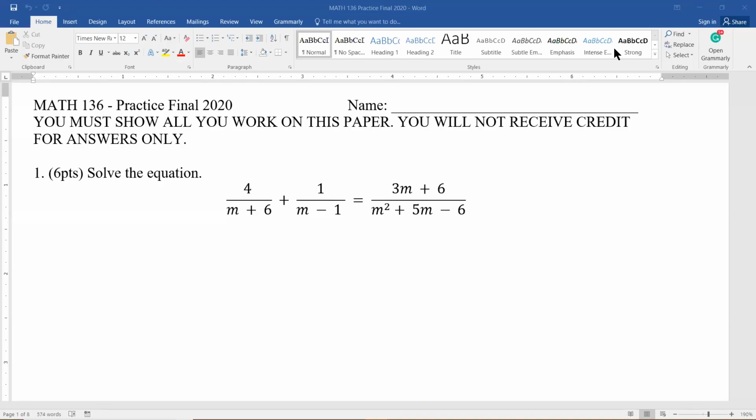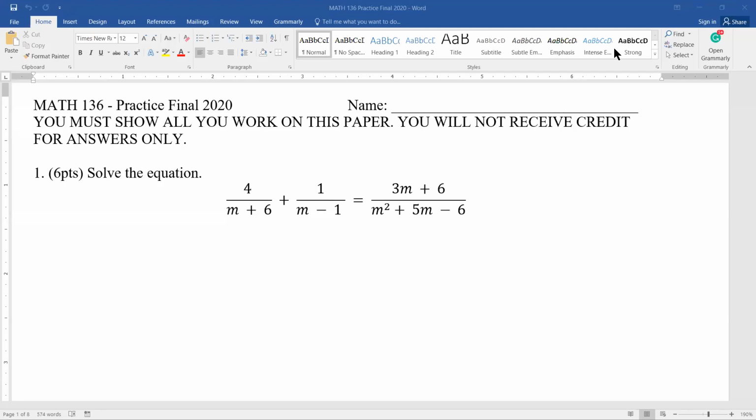Welcome to the review of Math 136 Practice Final for 2020. We're going to work through each of the points on the review. There are 25 questions and we're going to work through them all. So starting with question number 1, we have a rational equation.